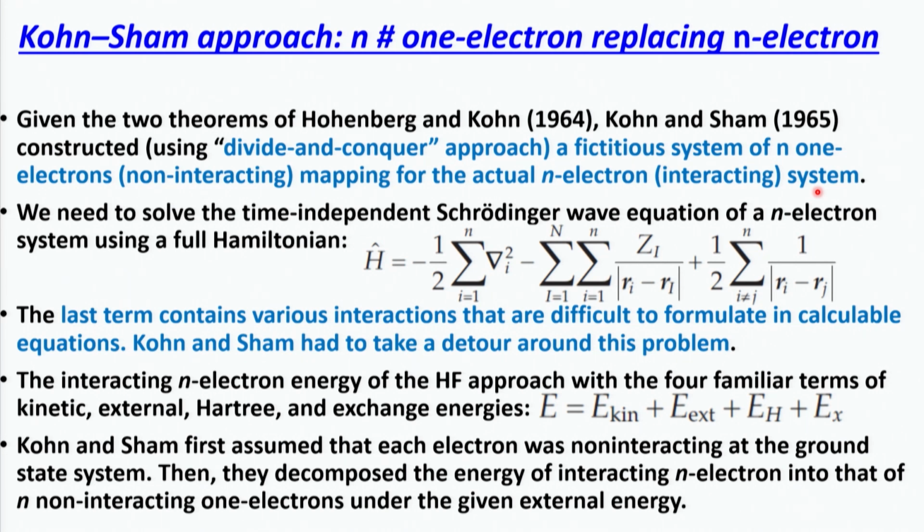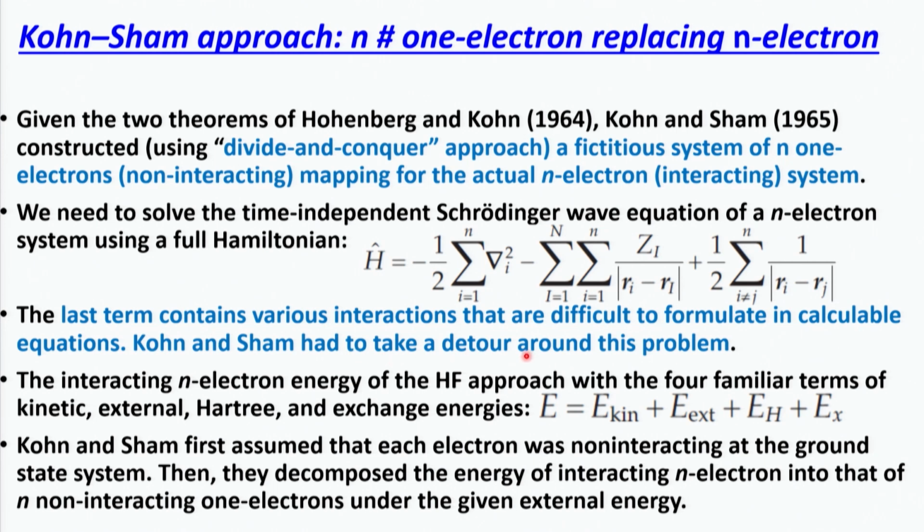We need to solve the time independent Schrödinger equation for the n electron system using the full Hamiltonian, so we are just summing over n electrons. The Hamiltonian sums up the kinetic energy of the electrons, the external potential, and the interaction energy between the electrons. The first and third terms give the internal part, and this is the external part. The last term contains various interactions that are difficult to formulate in a calculable equation.